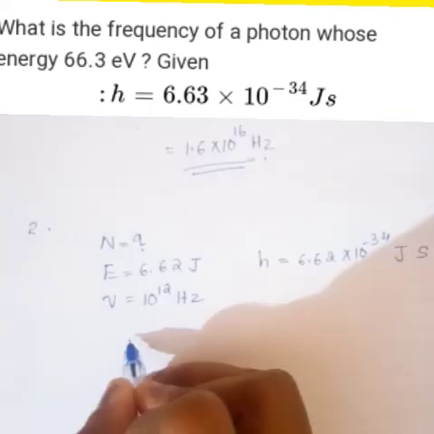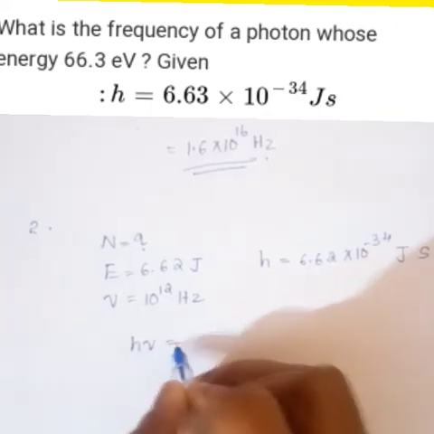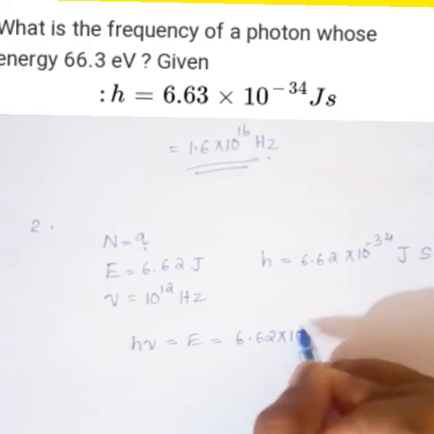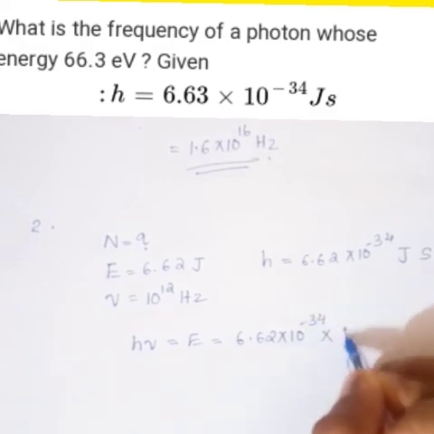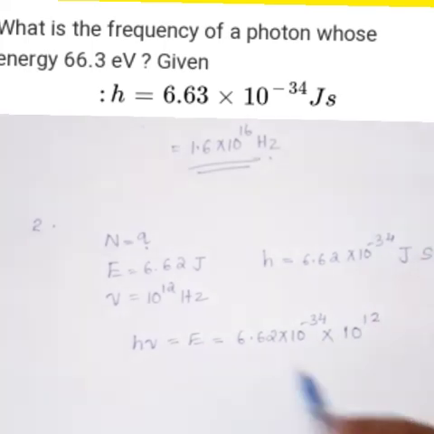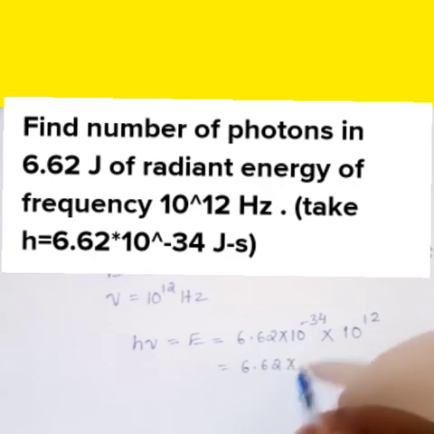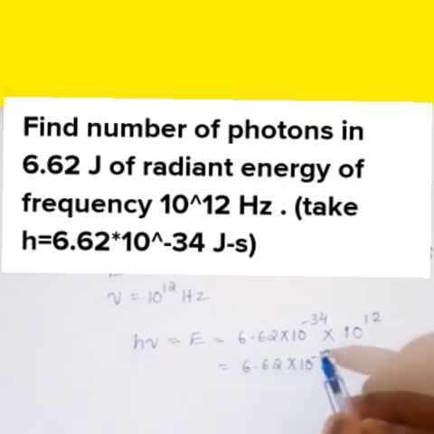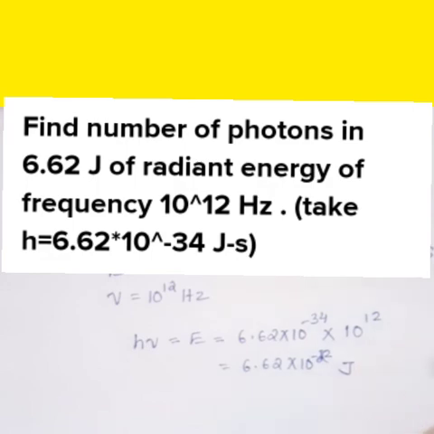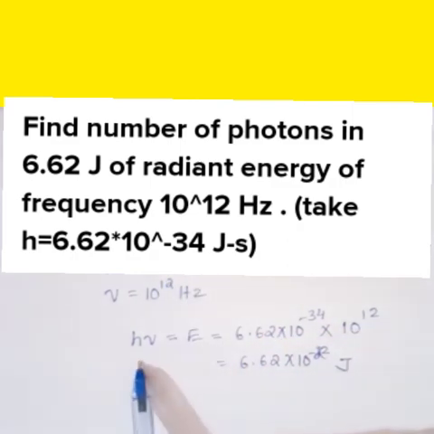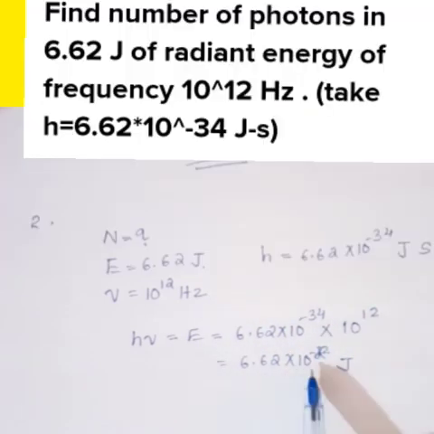You know that energy h nu is equal to E, which is 6.62 into 10 raised to minus 34 into nu, where nu is 10 raised to 12. So which is equal to 6.62 into 10 raised to minus 22 joule. This is the energy of one photon.